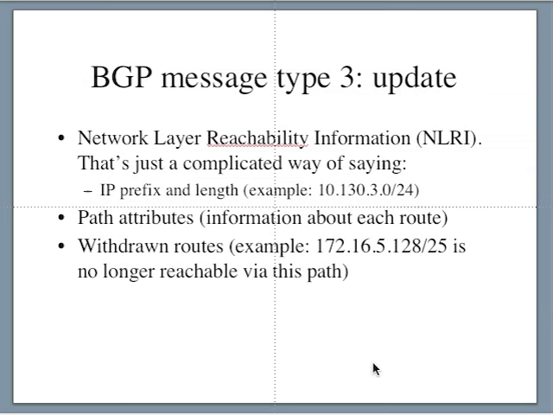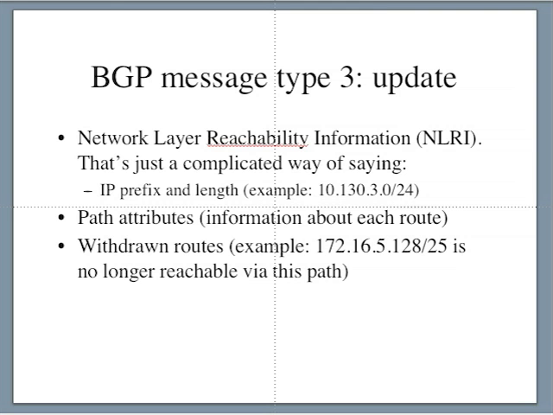BGP message type 3 is an update. This is the message that transmits the network layer reachability information. Now that phrase, network layer reachability information, NLRI, used to scare me. It's a big and complex phrase, but it's just a complicated way of saying the IP prefix and length. So for example, 10.130.3.0/24 is network layer reachability information. It's what you can reach.